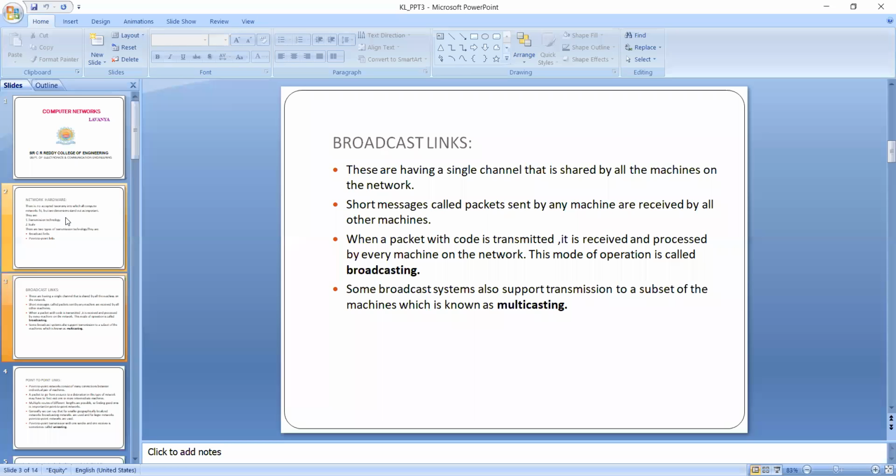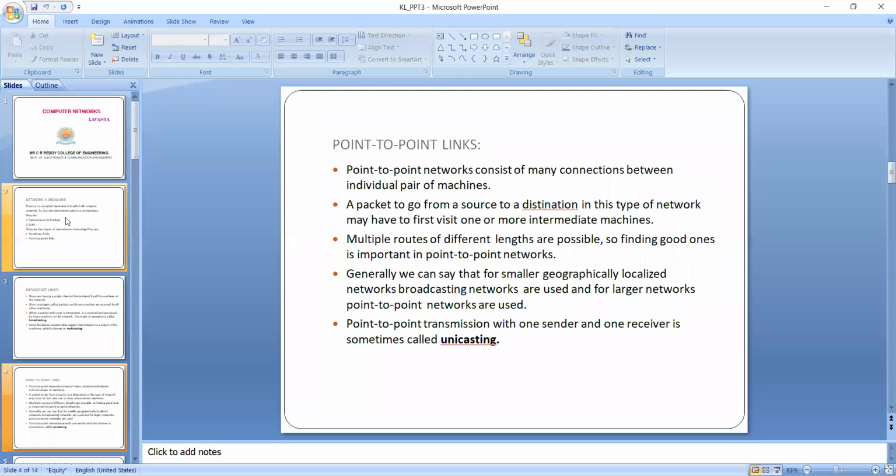I think all of you are clear about broadcast links. So now we move on to point-to-point links. Point-to-point links, in contrast to broadcast links, consist of many connections between individual pairs of machines. So in broadcast networks, there is only one channel, but in point-to-point networks, there are so many connections.